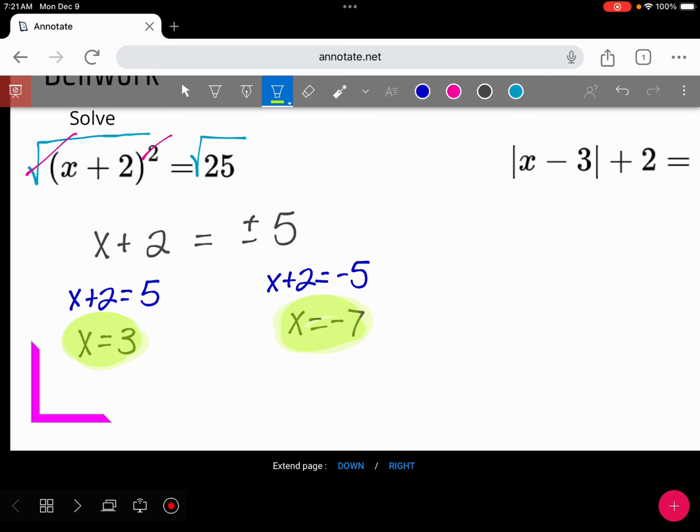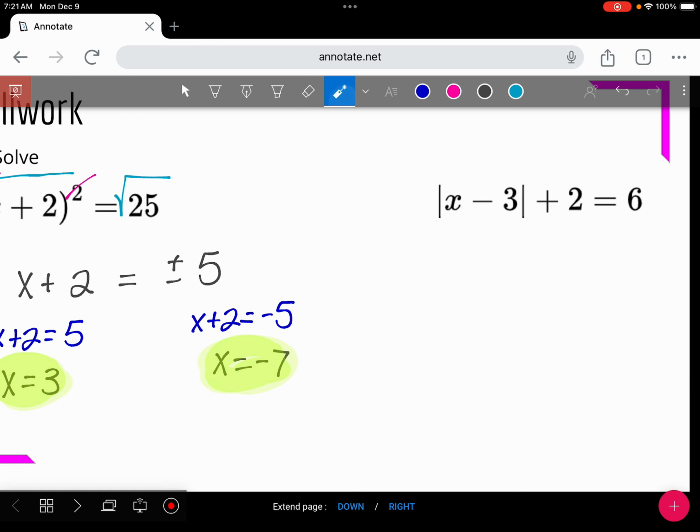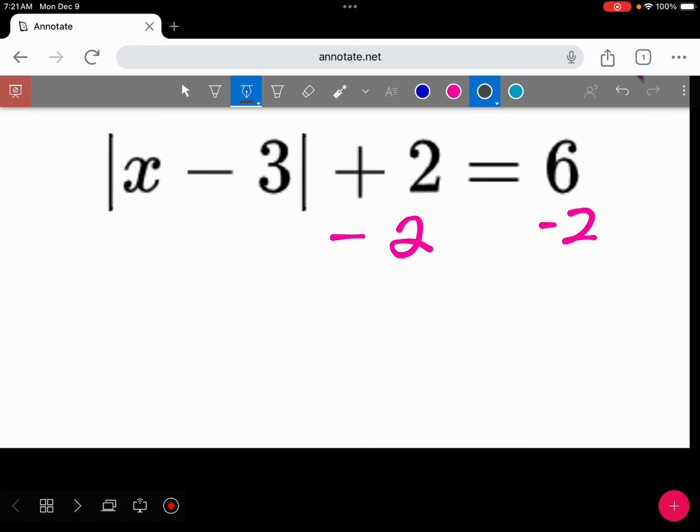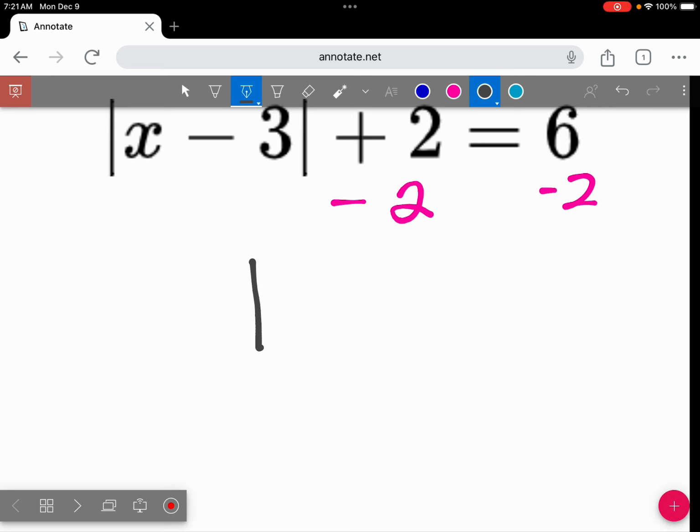How about the one on the right? We haven't seen one like that in a very long time. What do we need to do over here first? Super close. We need to deal with the plus 2. In order to deal with it, we're going to subtract it. I want to get my absolute value all by itself first. I need my weird operation to be by itself. So I've got my absolute value of x minus 3 equals 4.